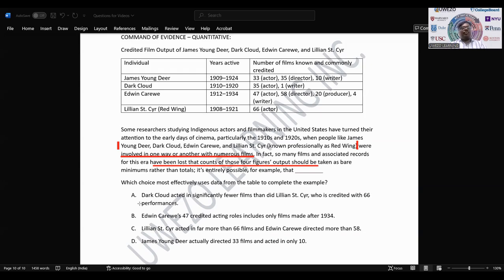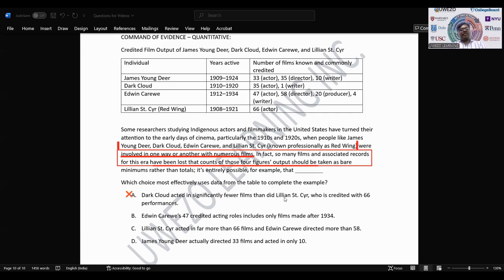So we need to provide an evidence to support this statement that these people were involved in more films than what we have in the table. So we need to find out something that suggests that. Let's look at the answer choices one by one. Option A says Dark Cloud acted in significantly fewer films than did Sincere, who is credited with 66 performances. So we are not comparing these people. So option A is out.